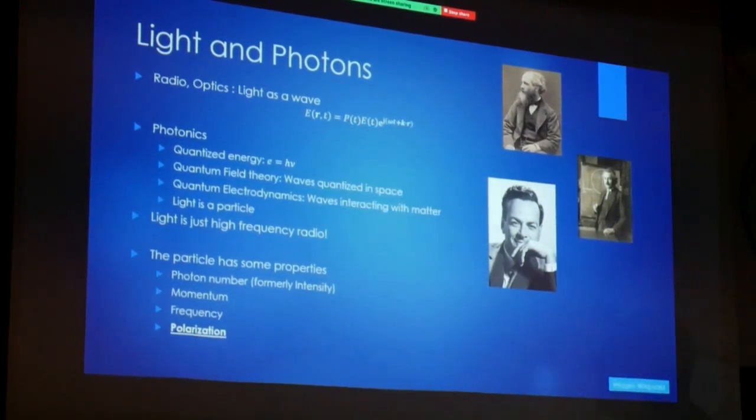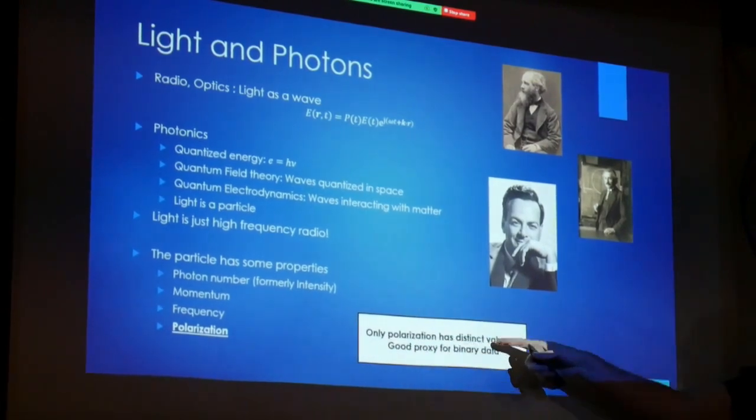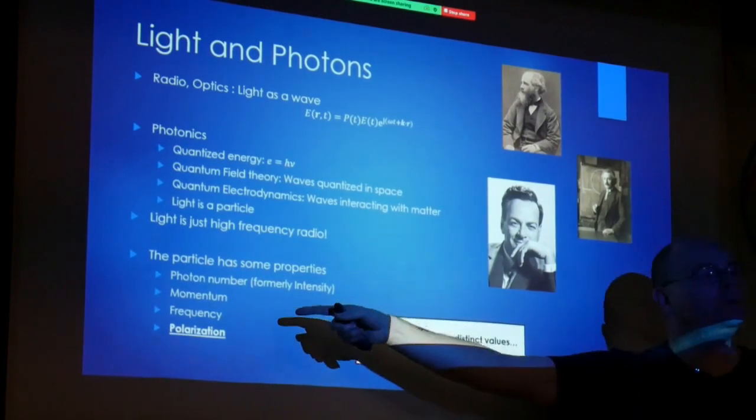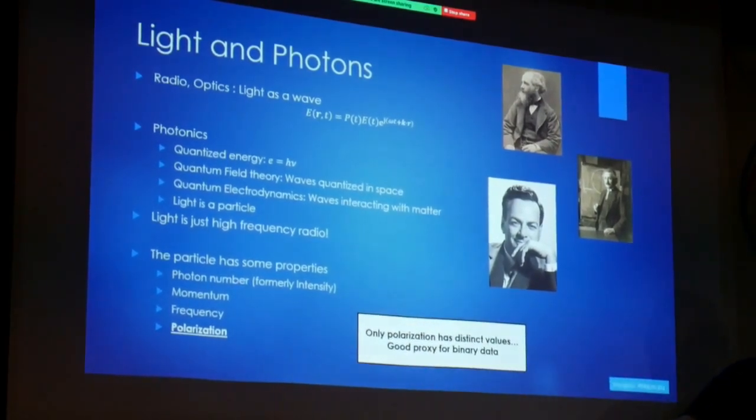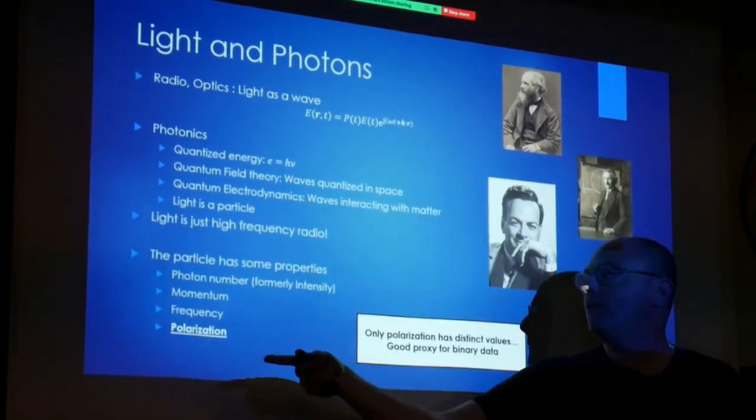This is the important one because we're going to work with this one a lot. Why? Because of all of those, only polarization has distinct values. Photon number 1, 2, 3, 4 goes on forever. It's integers. There's no halves, but it keeps going. You can just keep adding photons into it.